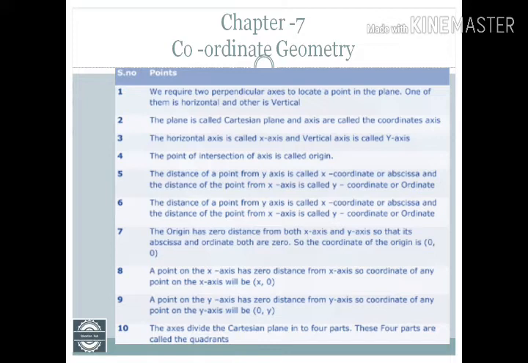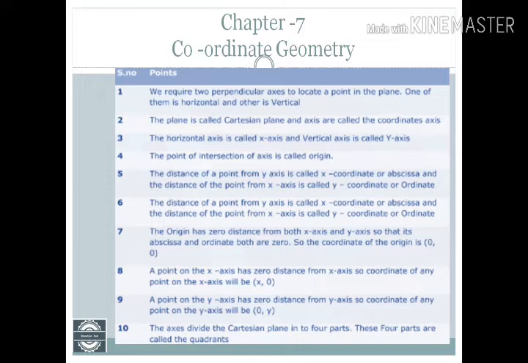Now come to Chapter 7. In Chapter 7, there are so many points for coordinate geometry you have to remember. What are the horizontal and vertical points, Cartesian plane, x-axis, y-axis, origin, intersection. These terms you have to learn. I am reading it once and you also follow the screen.